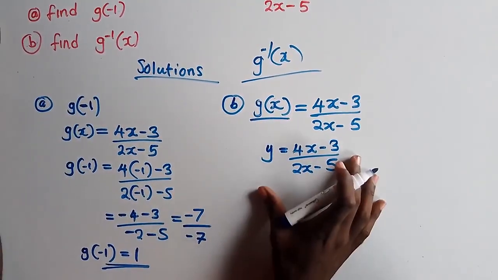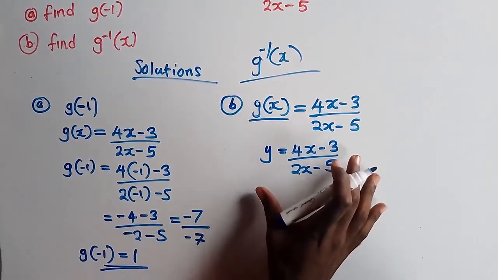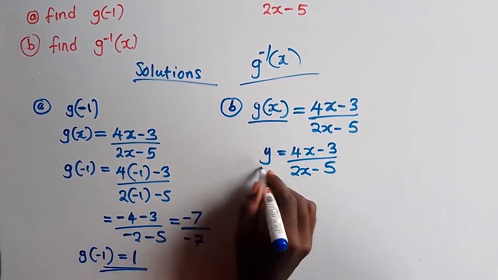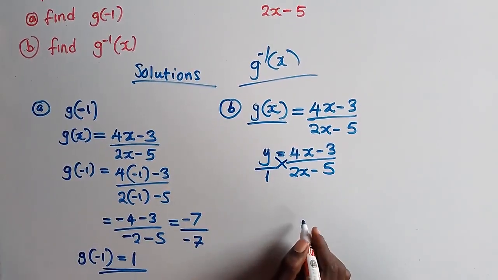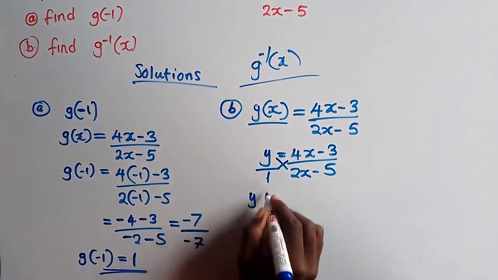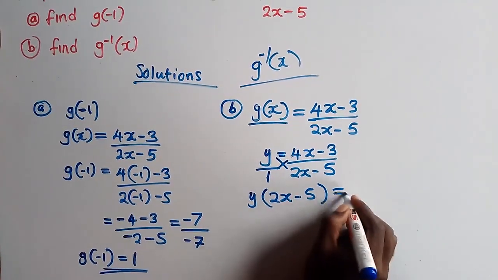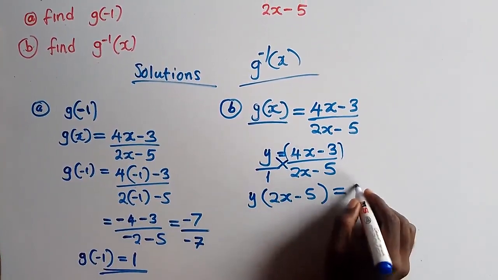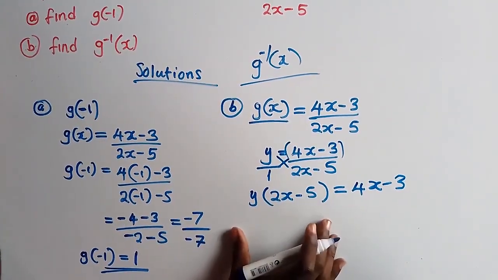From here now, you make x the subject of the formula. So once you reach here, you need to make sure that you make x the subject of the formula. So we're going to put 1 here, then you cross multiply. So we're going to have y multiplied by 2x minus 5, like this, which is equal to 1 times this. This will still appear because we're multiplying by 1.